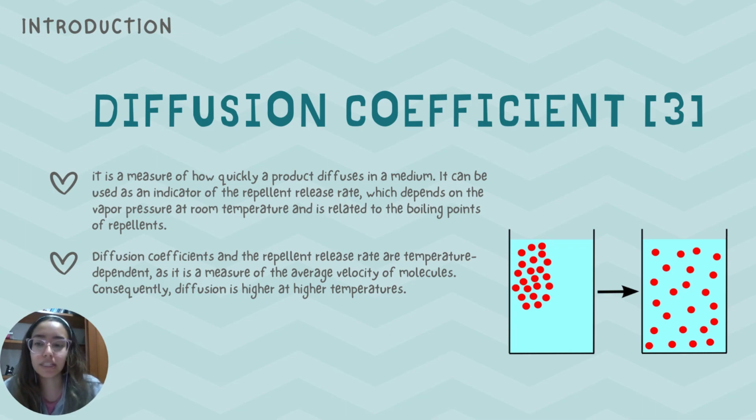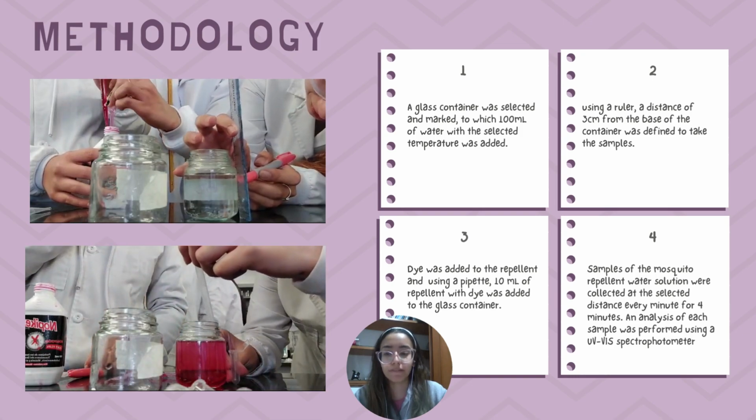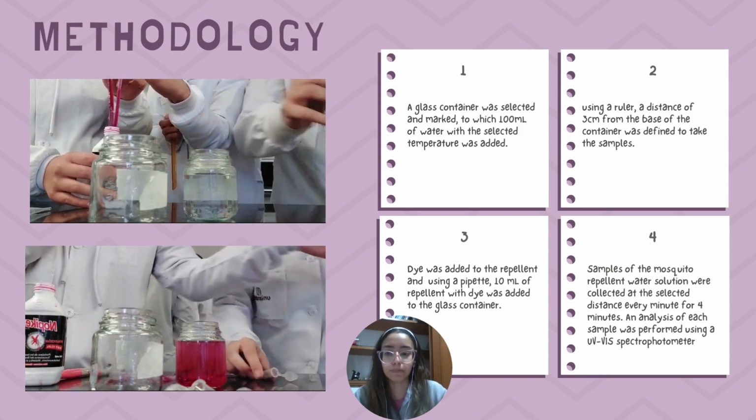It can be used as an indicator of the repellent release rate, which depends on the vapor pressure at room temperature and is related to the boiling point of repellents. Diffusion coefficients and the repellent release rate are temperature dependent, as temperature is a measure of the average velocity of molecules. Consequently, diffusion is higher at higher temperatures. The objective of the practice is to develop a protocol to determine the effect of temperature on the diffusivity of a mosquito repellent. In the laboratory, we followed the following methodology.